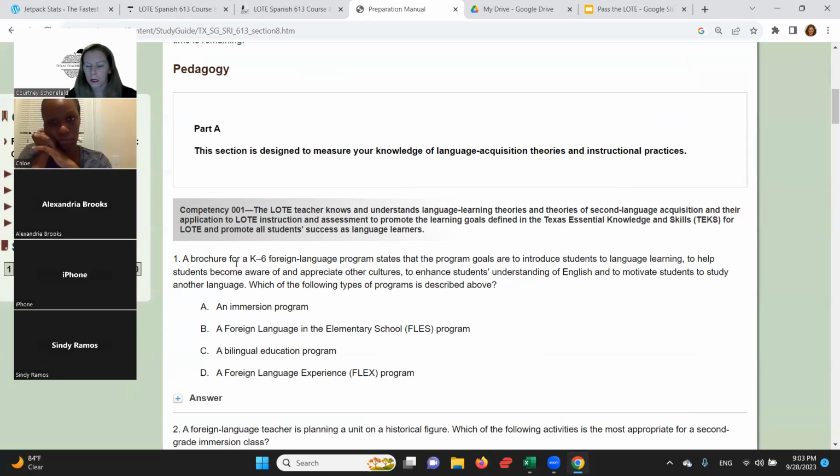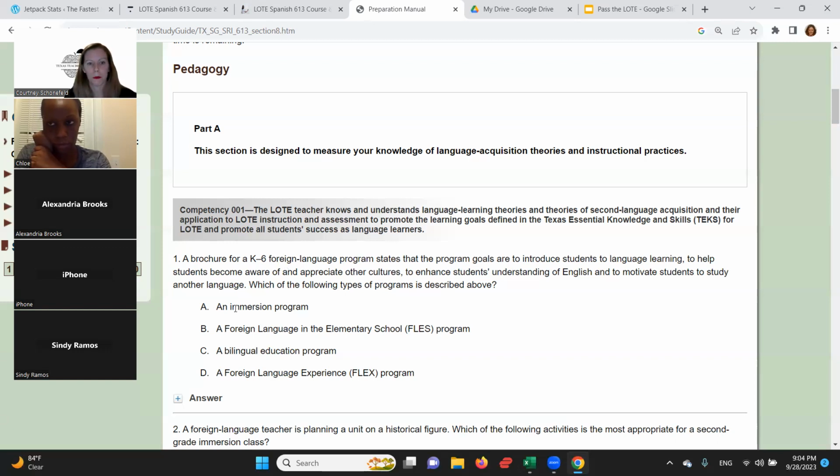So let's see, number 1, a brochure for a K-6 foreign language program states that the program goals are to introduce students to language learning, to help students become aware of and appreciate other cultures, to enhance students' understanding of English, and to motivate students to study another language. Which of the following types of programs is described above? So if you're in my course or tutoring or both, you've heard me talk about the difference between these programs.